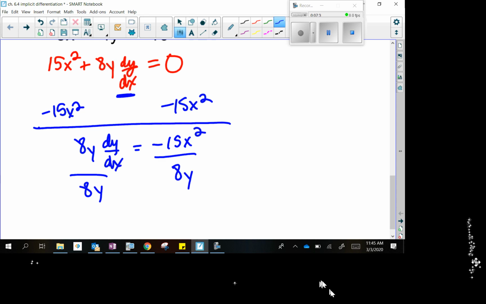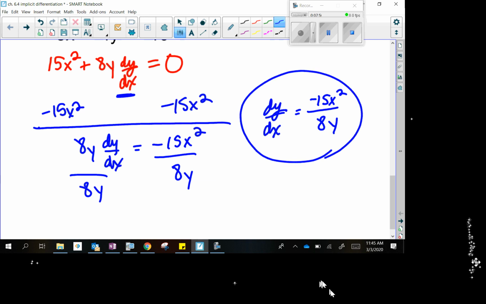And actually, the meaning of implicit differentiation gets a little bit more clear as we will do some applications with these next chapter, and it kind of gives us a little bit more meaning. But it doesn't really quite explain why this works, but it kind of tells you what we're finding with it. So final answer, dy dx equals negative 15x squared over 8y.